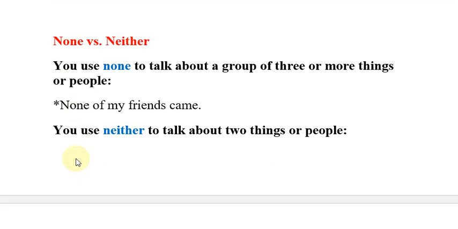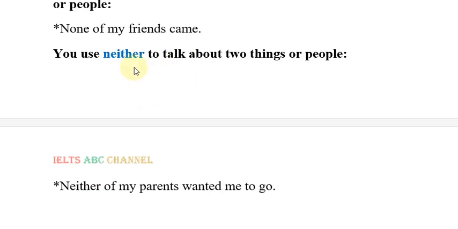Here we're going to work on the difference between none and neither. Keep in mind, whenever you say none, it means you're talking about a group of three or more things. Now, when you say none of my friends came, it means your friends were three or more, and they did not come. Now, when you use neither, it means you're talking about two.